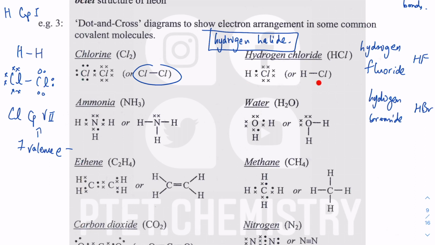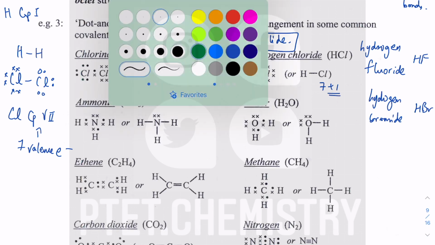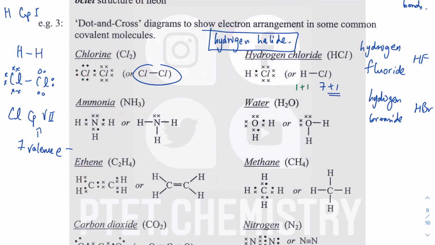This is how I would write first of all, because it's easy to count. Hydrogen forms single covalent bond, chlorine forms single covalent bond in order to go from 7 outer shell electrons, 7 plus 1, whereas the hydrogen is 1 plus 1 because in the first shell you only accommodate 2 electrons maximum.